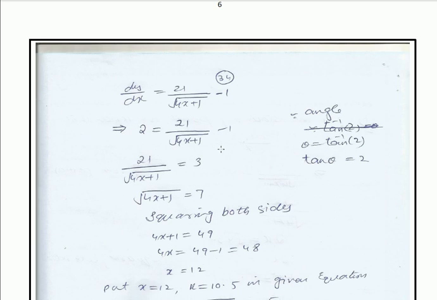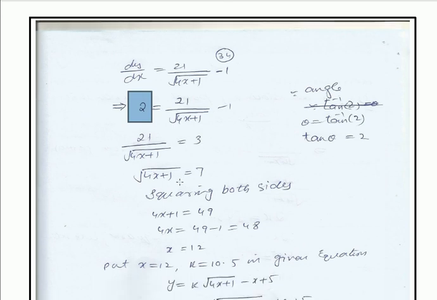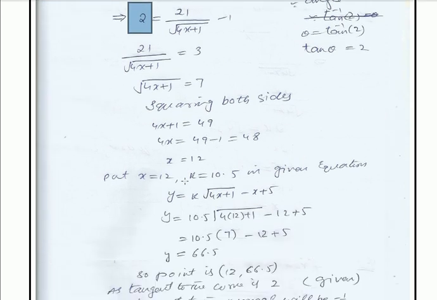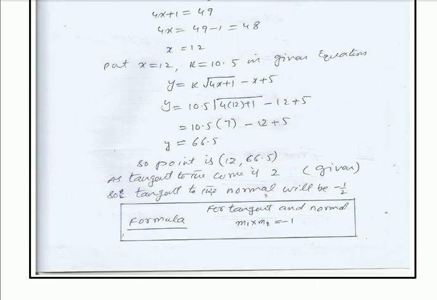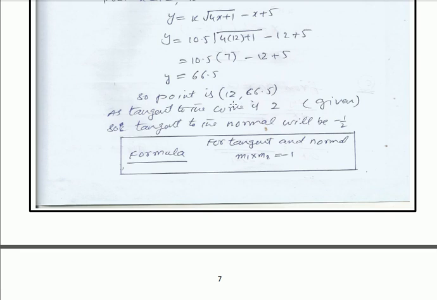So we shall put 2 equal to dy over dx, as the value of the tangent is equal to 2. After simplification, we get the square root of 4x plus 1 equal to 7. Squaring both sides and after simplification, we get x equal to 12. Put x equal to 12 and k equal to 10.5 as given in the question. After simplification we get y equal to 66.5. So the point is x equal to 12 and y equal to 66.5.